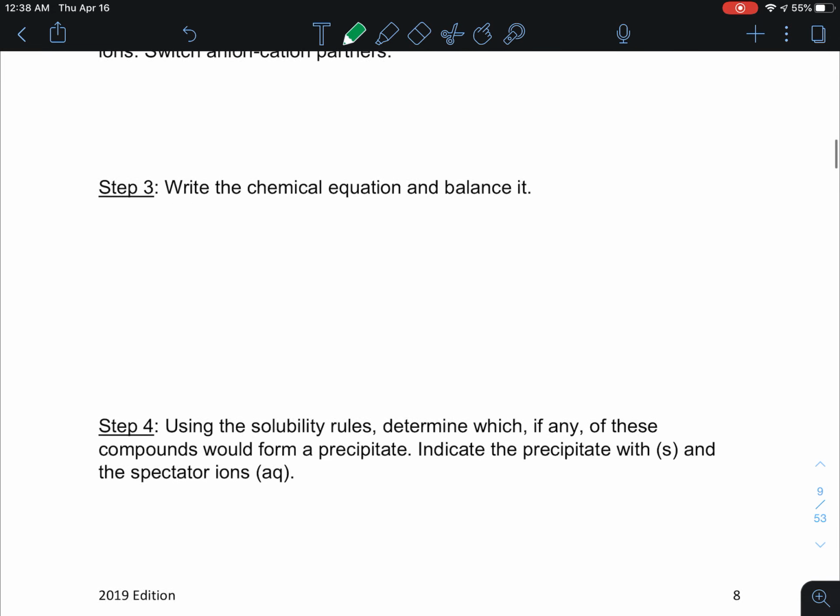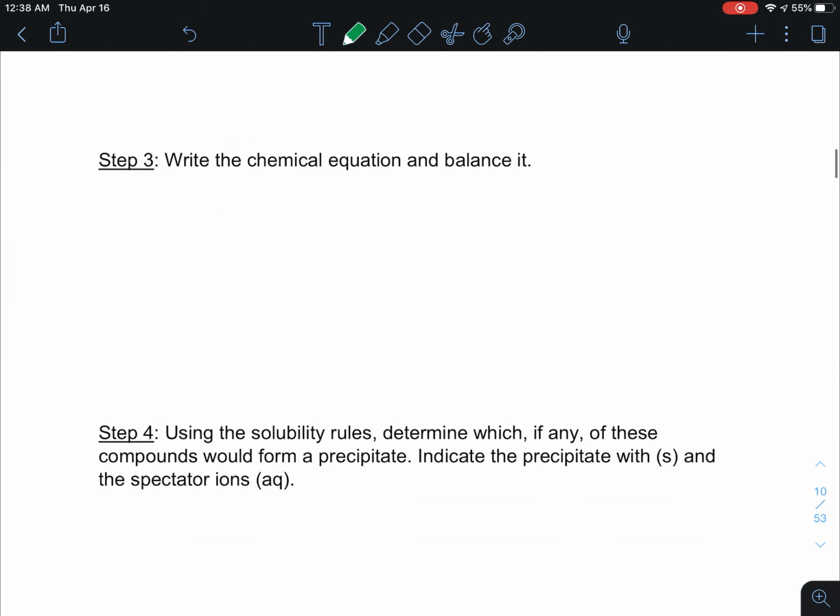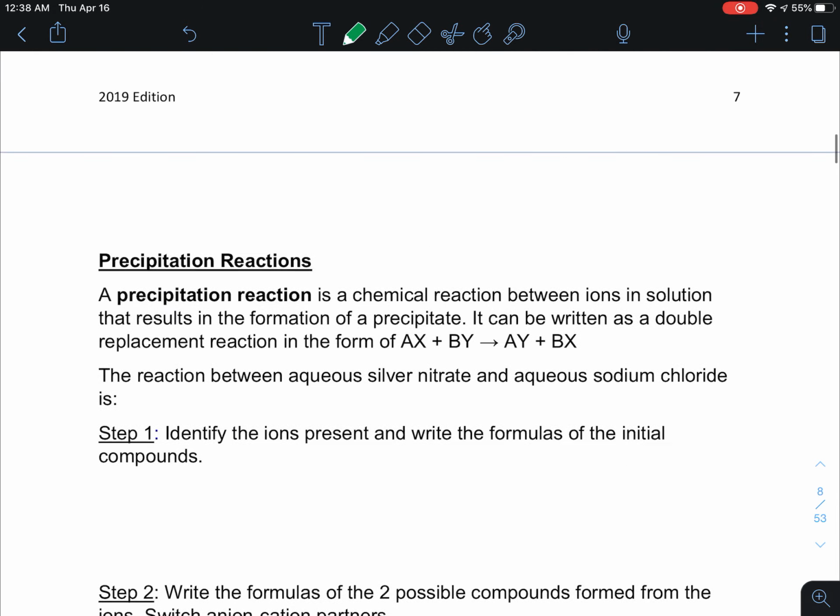So the next section is about precipitation reactions, and I will be covering that in the next class. So I'm going to leave that for today.